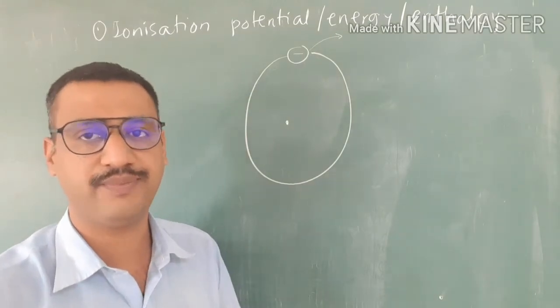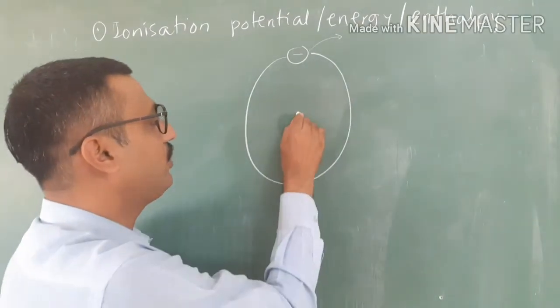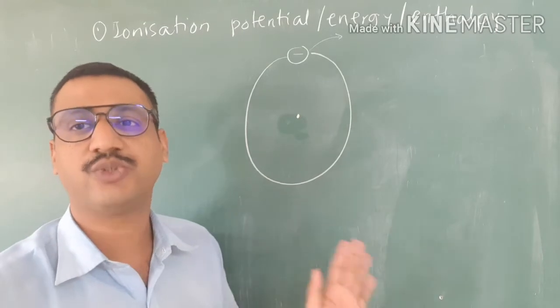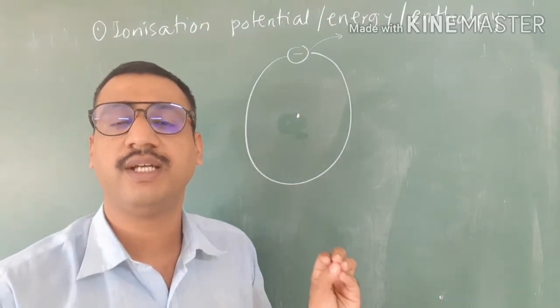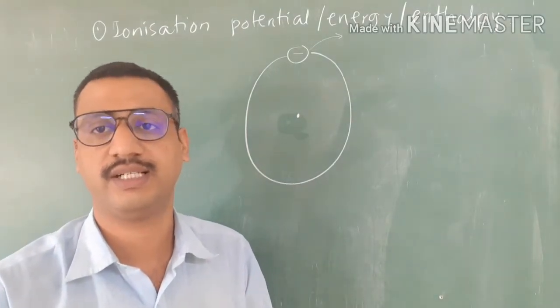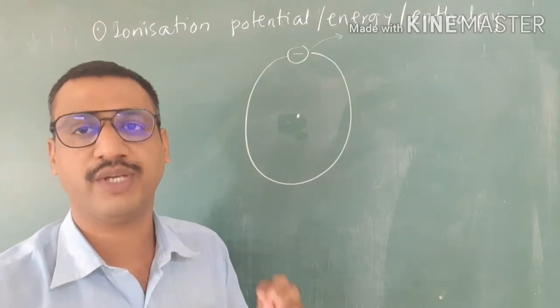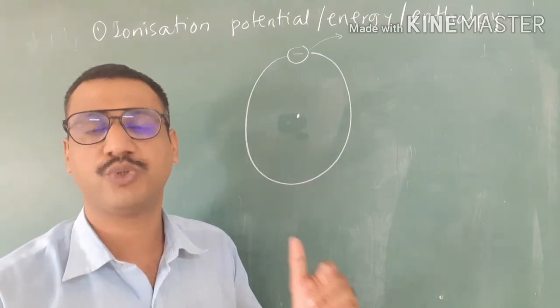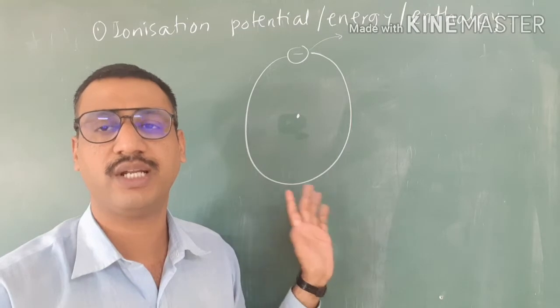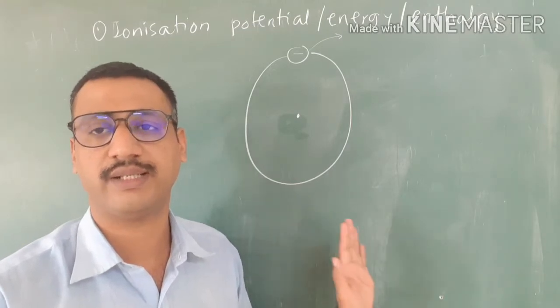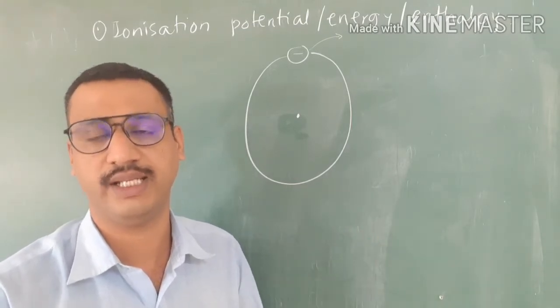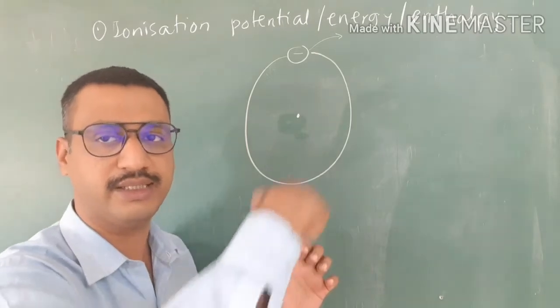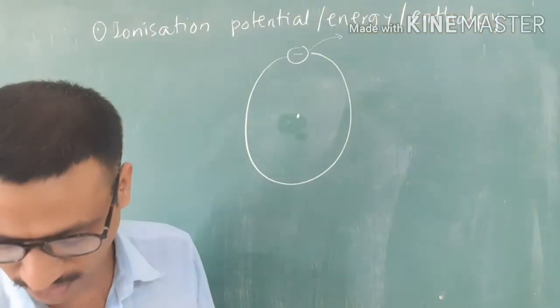One condition is here: the atom should be neutral, the atom should be isolated, and the atom should be in its gaseous state. The gaseous state is the important one. The amount of energy required to remove the most loosely bound electron from the neutral, isolated, gaseous atom of an element is the ionization energy. Hope that you are understanding: energy required to remove the valence shell electron.